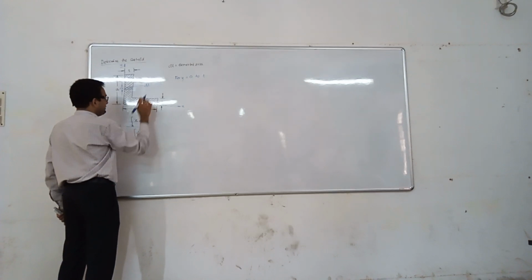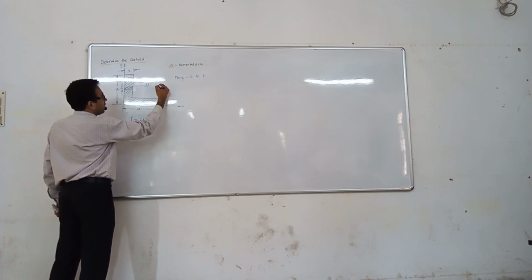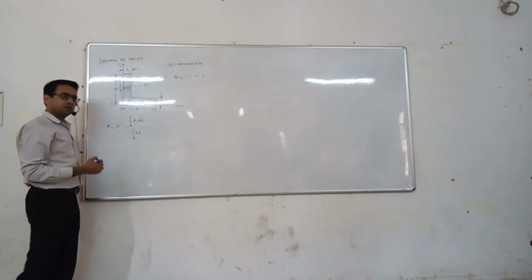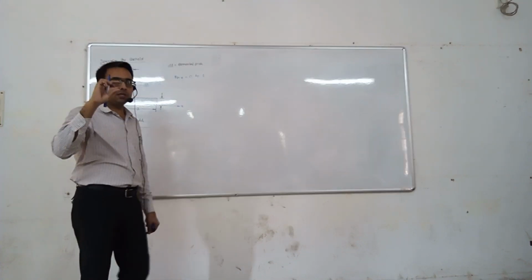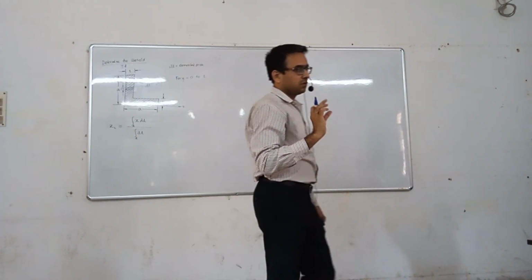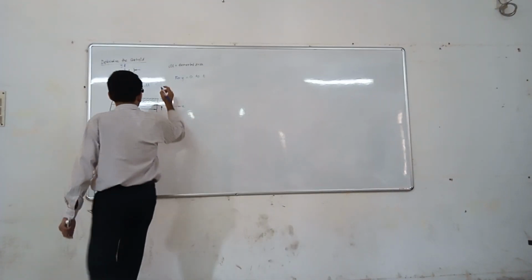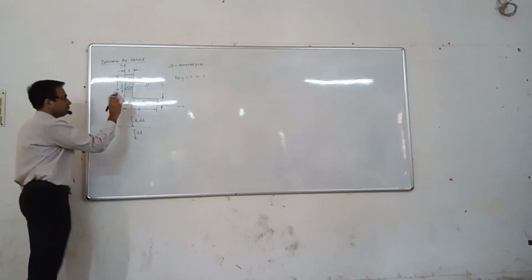This x and this x are different in general, so I will write some x prime. Some x prime is the length of the element, and the width of the element is dy. So x prime into dy. This is the rectangle.